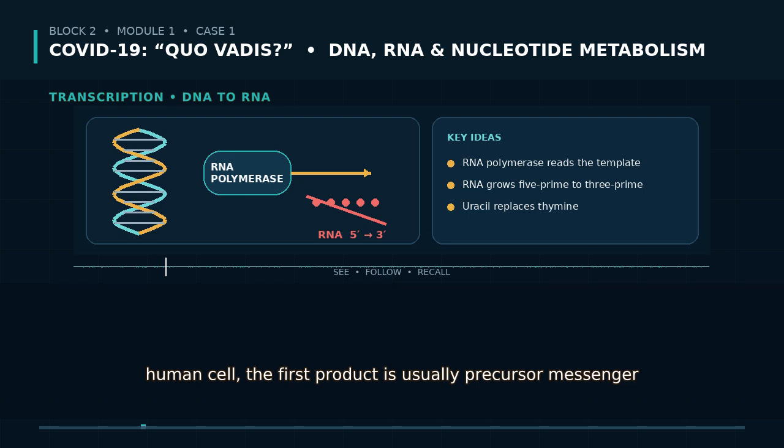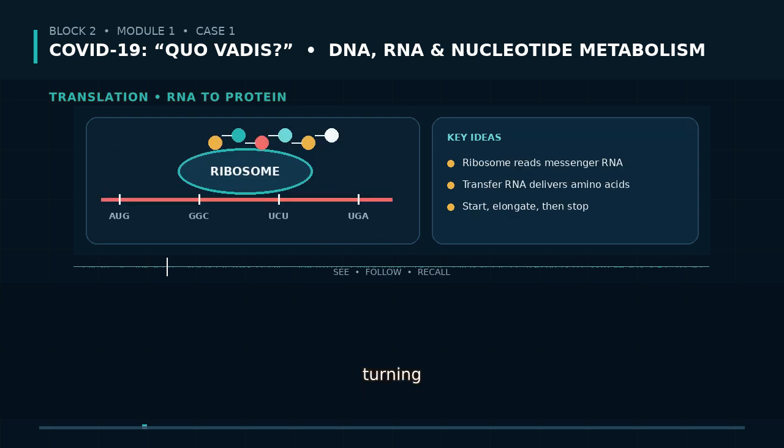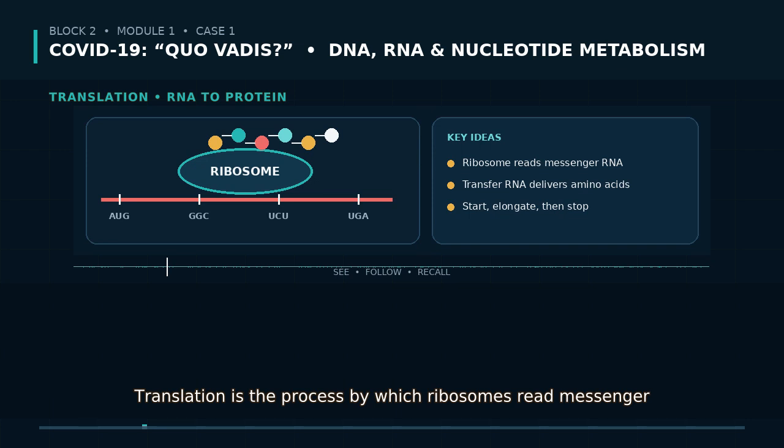Translation continues until a stop codon enters the ribosome. The 3 stop codons are UAA, UAG, and UGA. They do not recruit an amino acid carrying transfer RNA. Instead, they recruit release factors that promote release of the completed polypeptide.